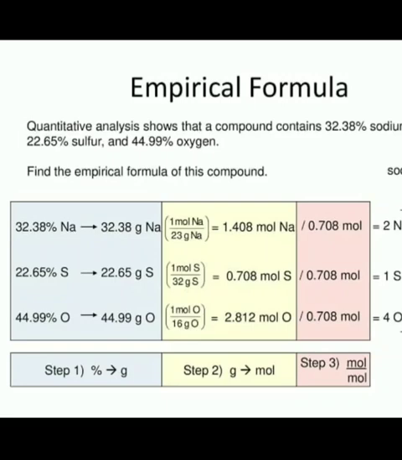So what is the empirical formula now? Now you have to write the empirical formula. Sodium, how much do you get? The answer is 2, so Na2. Sulfur is 1, so Na2S, and oxygen 4.